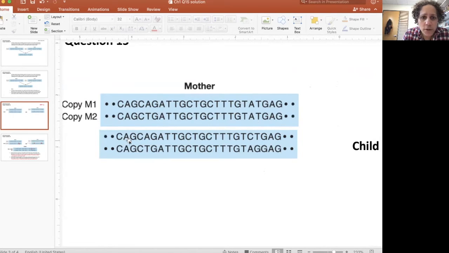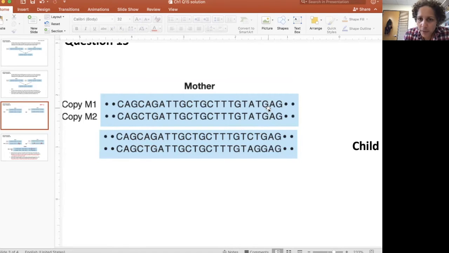Look at one strand at a time and see how that compares to both strands of the mother. So let's look at this first strand, CAG, CAG, and I'm comparing the first strand here to the first strand here. I'm looking to see if either one of these is a perfect match. That's my first goal. So I got CAG, CAG, ATT, GCT, looks good so far. Oh, and we have a problem here. This is a C. So there's a SNP here relative to the first strand here.